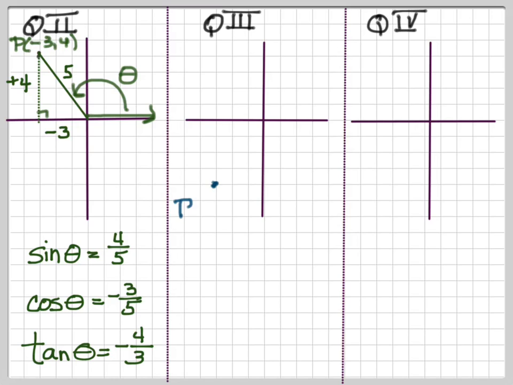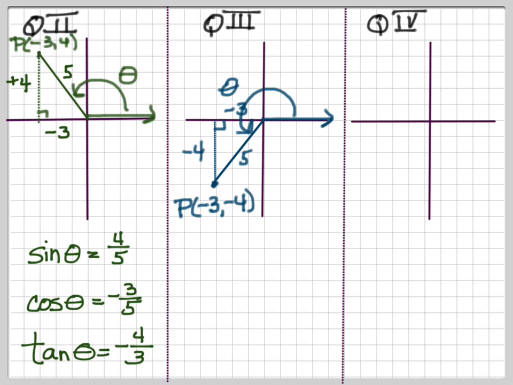In quadrant 3, the point is going to be at -3, -4. So, once again, same thing as always. We're going to draw our angle, and it goes from the x-axis all the way around into the third quadrant. And now we're going to drop our perpendicular and label our values, which are now -3 and -4 for x and y, and still +5 for the hypotenuse.